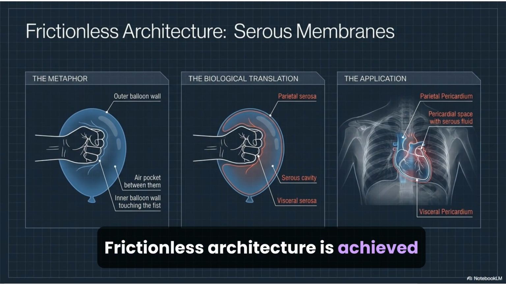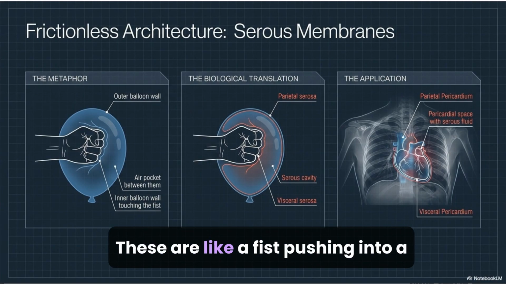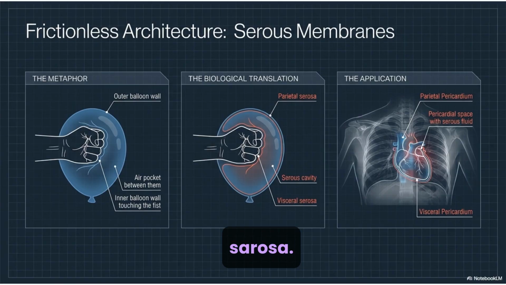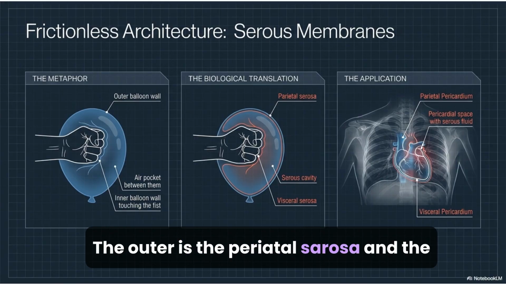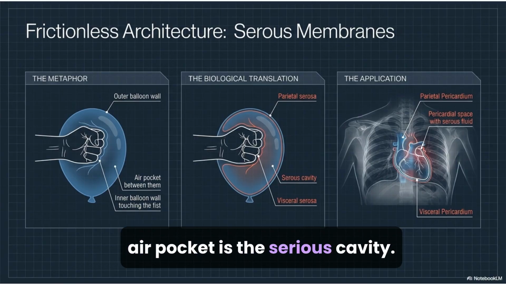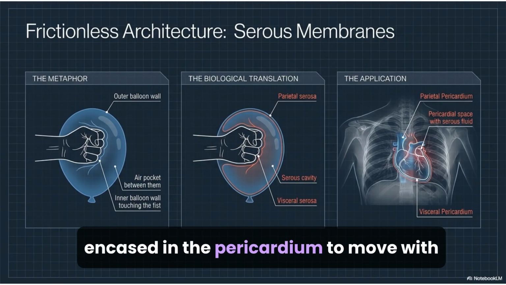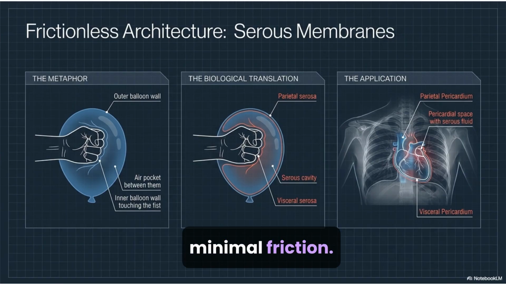Frictionless architecture is achieved through serous membranes. These are like a fist pushing into a balloon. The inner balloon wall is the visceral serosa, the outer is the parietal serosa, and the air pocket is the serous cavity. This design allows organs like the heart, encased in the pericardium, to move with minimal friction.